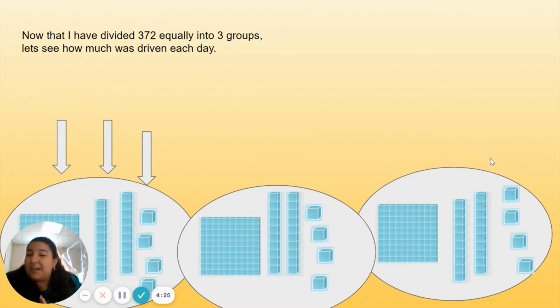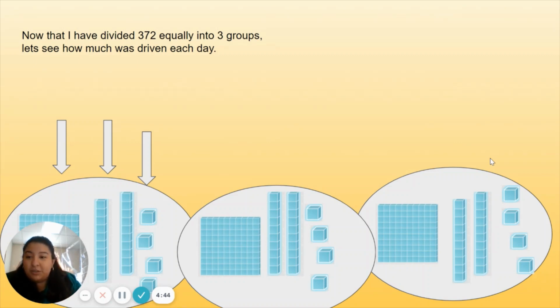Now that I've divided 372 equally into 3 groups, let's see how much was driven each day. So I'm going to look at only one group or one day. If I look at all 3 of them, that'll just give me my total, which is something I already know. I'm looking for the unknown, which is how much is in each group. So how much is in each group?